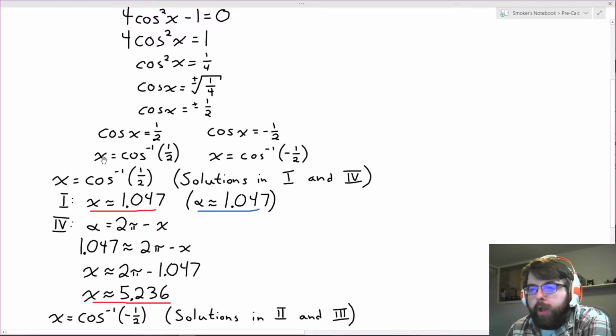But that was just one branch, so we have to do more work. We're not done yet. That's what I'm trying to say. X is equal to cosine inverse of negative 1/2. Okay. Well, this is cosine. It's negative. When cosine is negative, there's solutions in quadrants 2 and 3. All right. Well, we're dealing with cosine, both of these.